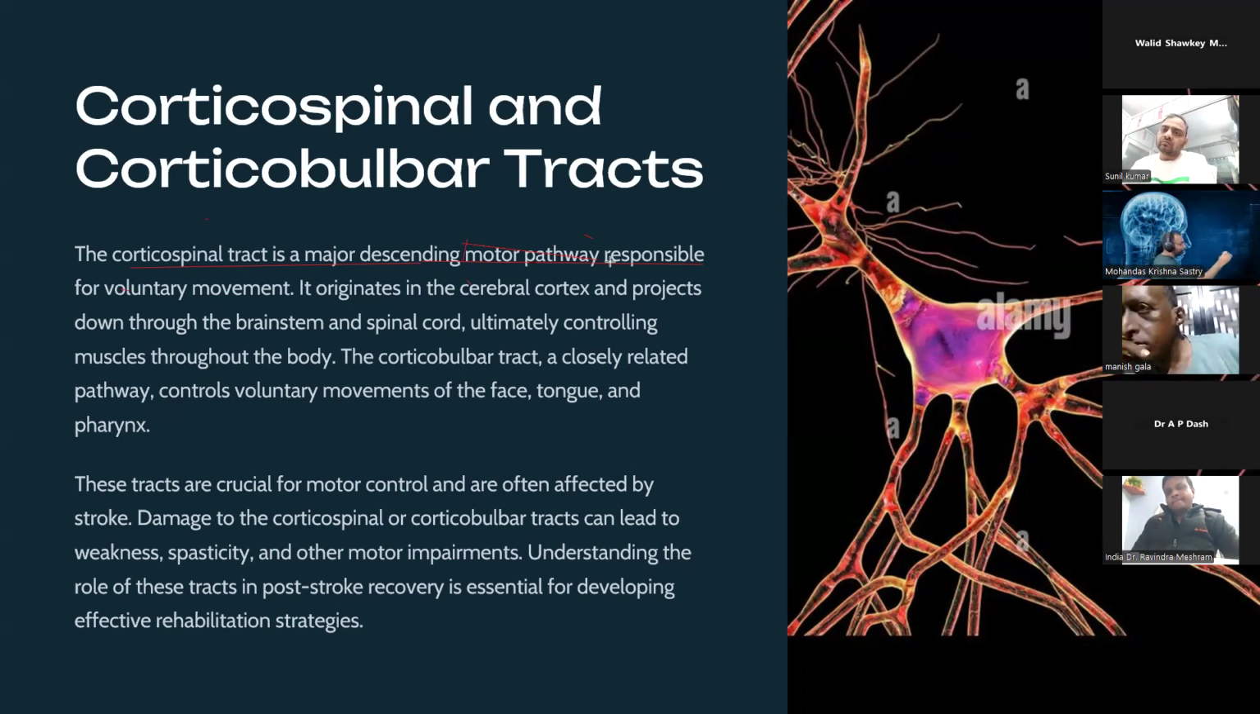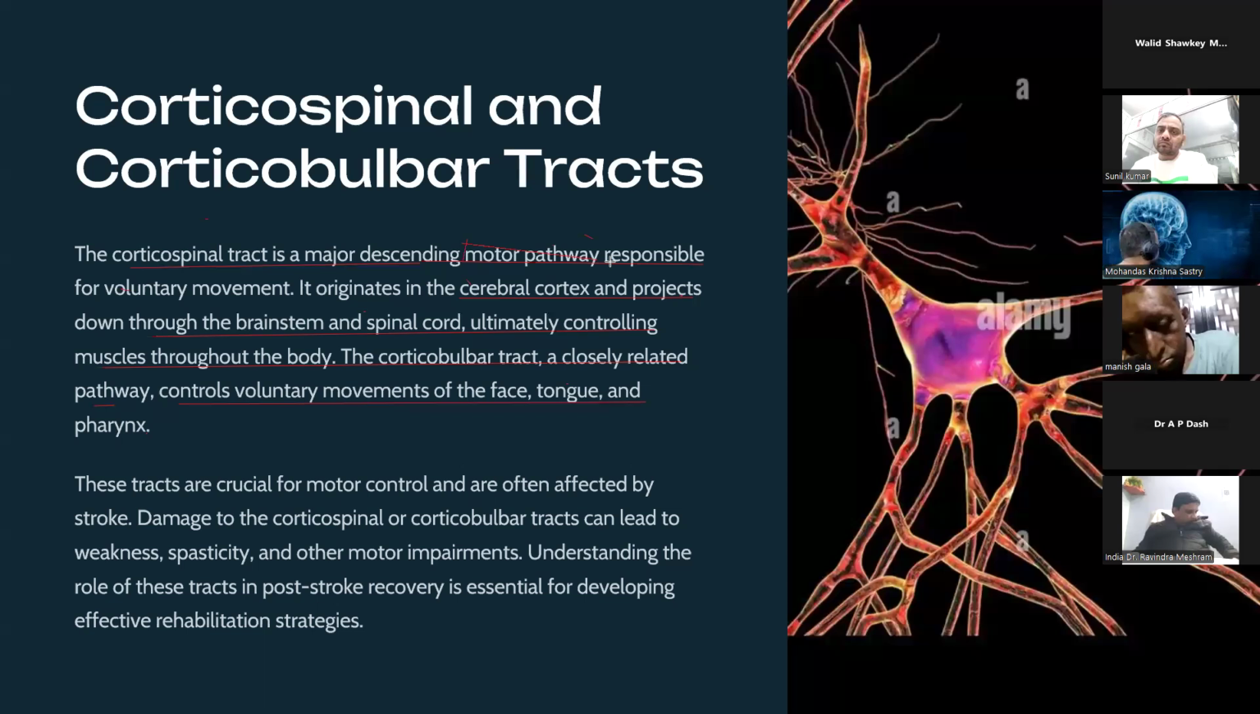It originates in the cerebral cortex and projects down through the brainstem and spinal cord, ultimately controlling muscles throughout the body. The corticobulbar tract is a closely related pathway. It controls the voluntary movements of the face, tongue, and pharynx. Especially in MND disease, in the corticobulbar tract, or in post-stroke patients, people are not able to move the tongue, face, or pharynx, and they are not able to swallow. So this pathway is affected. Whenever we go into the coma room, we ask the patient to show the tongue or cheeks. If the patient is able to show them, we realize the corticobulbar tract is okay.